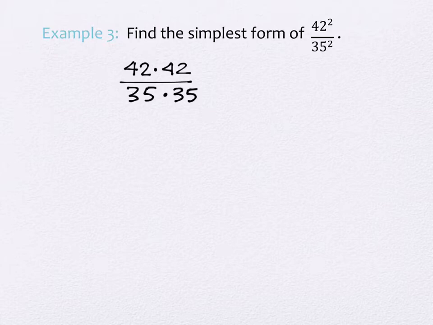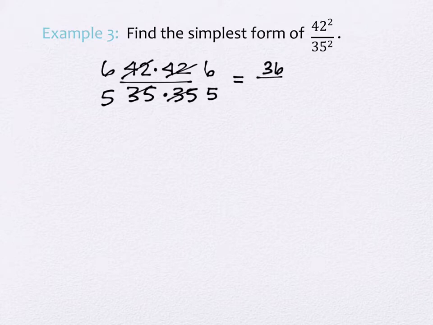And then you can look for common factors. For example, hopefully, if you're thinking about multiplication tables, you do recognize that 42 and 35 do have something in common. What are they both divisible by? 7. And I can divide the 7 out of both pairs. So I can divide the 7 out of one pair, which leaves me with a 6 here and a 5 here. And I can do it over here too, leaving me with a 6 and a 5 for that pair. So now I have 6 squared, which is 36, over 5 squared, which is 25.